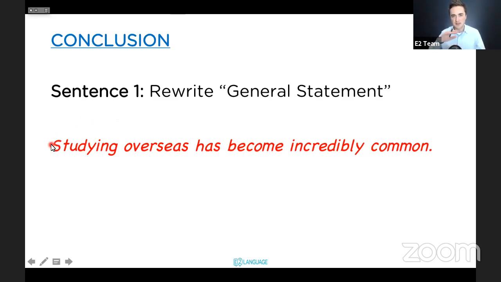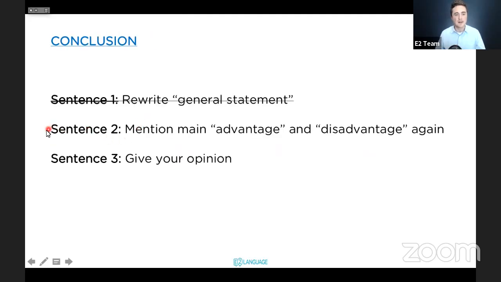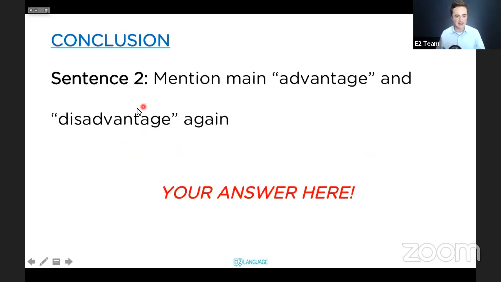And your essay should have some simple sentences and some complex sentences. Cool. Sentence 2. Mention the main advantage and disadvantage again. Here we go.